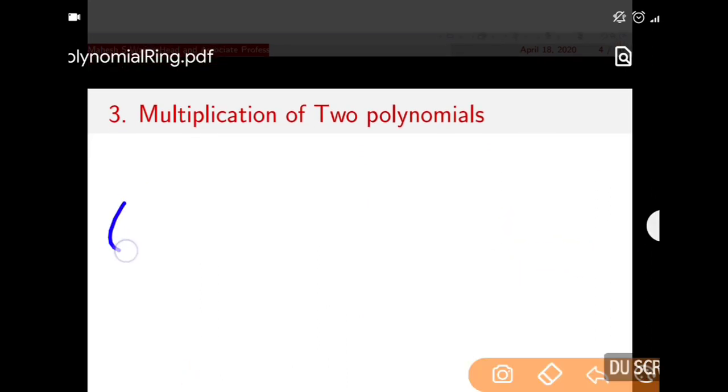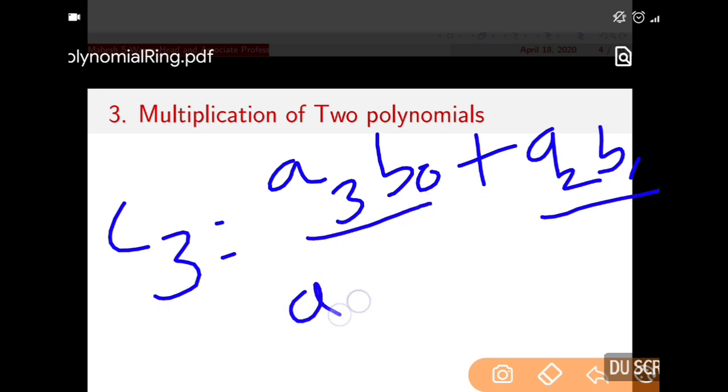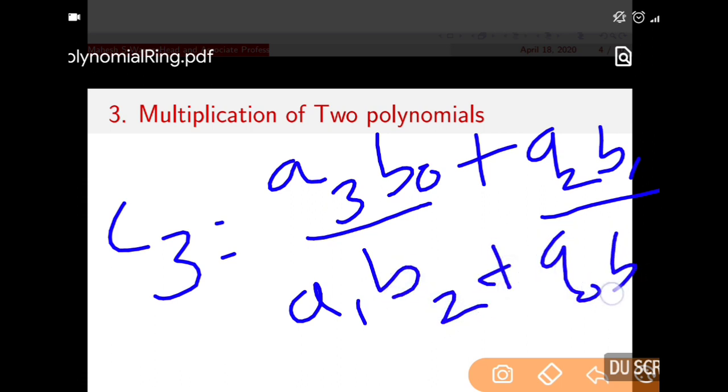Similarly, you have to write c3. C3 is a3 b0 plus a2 b1. A3 has coefficient x cube, b0 has coefficient 1, so this is a coefficient of x cube. This is also a coefficient of x cube. Similarly, a1 b2, and last a0 b3.